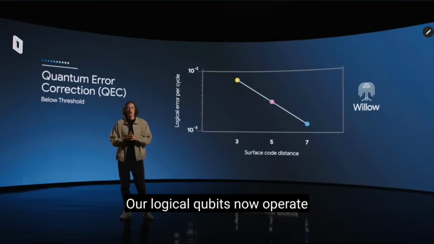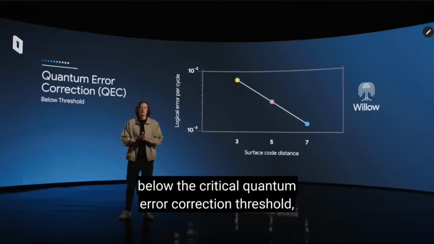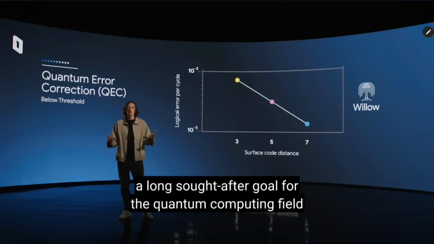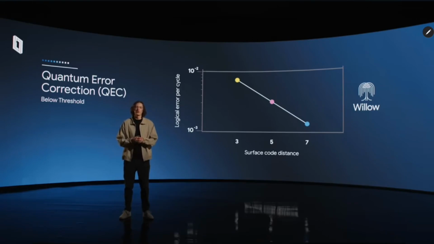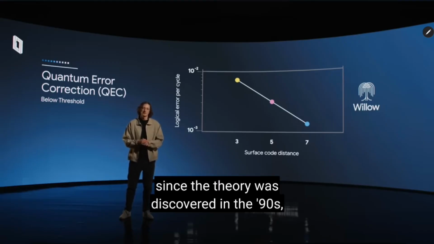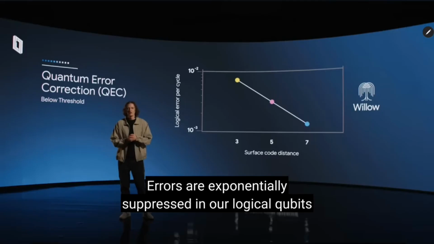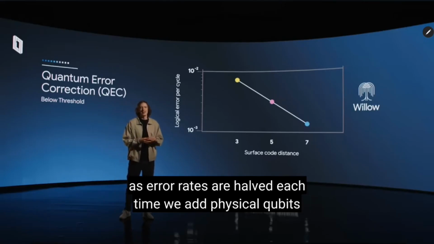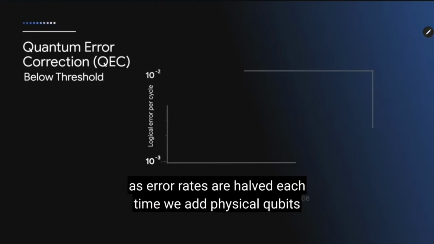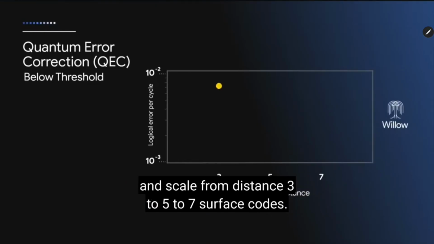Our logical qubits now operate below the critical quantum error correction threshold, a long sought-after goal for the quantum computing field since the theory was discovered in the 90s. And we've achieved it for the first time with Willow. Errors are exponentially suppressed in our logical qubits, as error rates are halved each time we add physical qubits in scale from distance 3 to 5 to 7 surface codes.